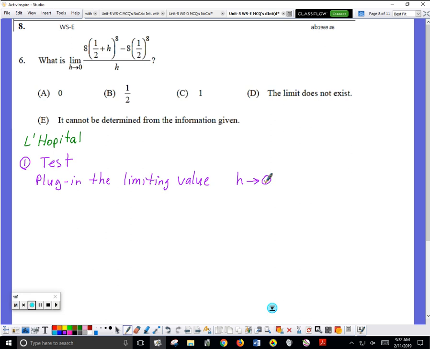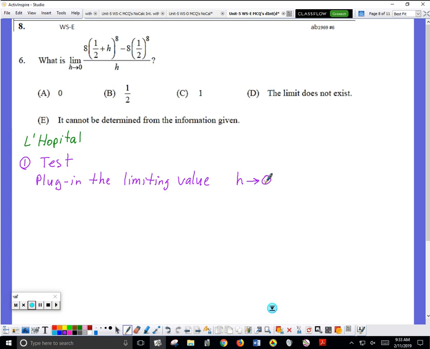Remember, when you're finding a limit, you don't really want to ever plug in the limiting value, but with L'Hôpital's test, that's what you do. So do it with me here. Put a 0 here. We're only plugging in 0 because 0 is the limit. If there's a different limit, we would plug in that number. If this were h approaching 3, we'd plug in 3.